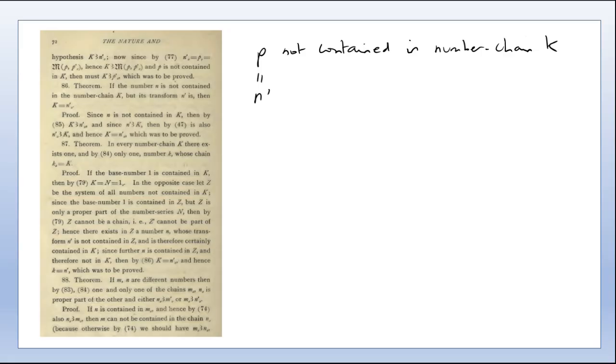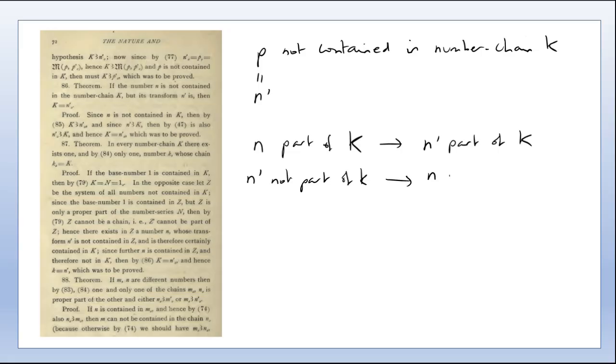So 40 says that, and I'll use the notation from here. N part of a chain K implies that N primed is part of K. So I've replaced the uppercase A in theorem 40 with N. Now if we use the contrapositive of this, N primed is not a part of K, this would imply that N is also not a part of K. Okay, so it's the contrapositive argument.